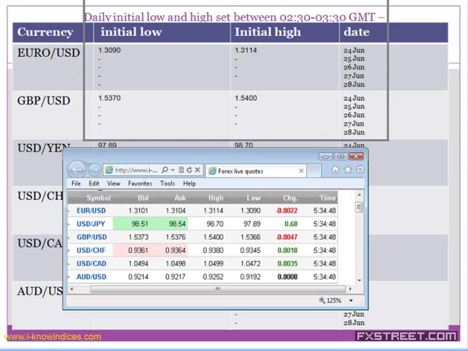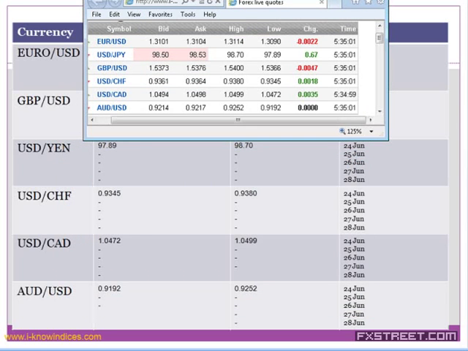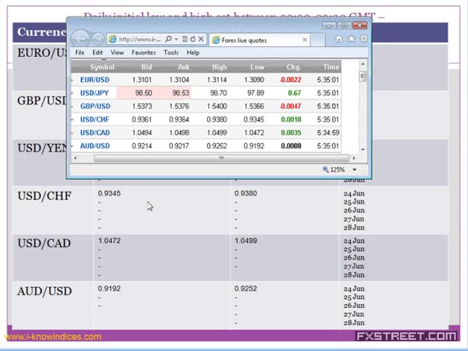In USD-Yen, 97.89 is the low, 98.70 is the high. They have not breached the low or the high. Then USD-CHF, 93.45 is the low, 93.80 is the high. They have not breached them. And USD CAD 1.0472, 1.0499, they have not breached the low or the high. Australian dollar 91.92 and 92.52, they have not breached them.